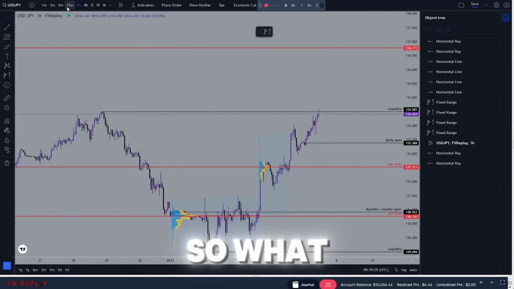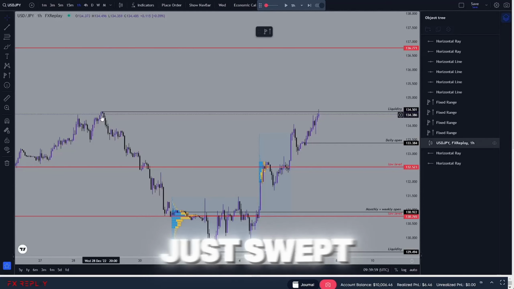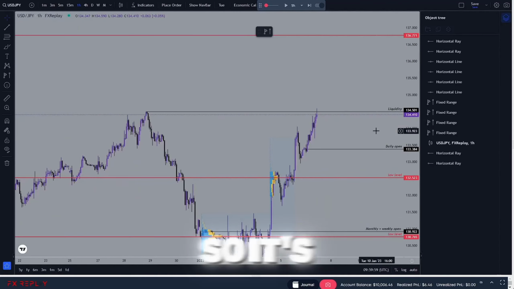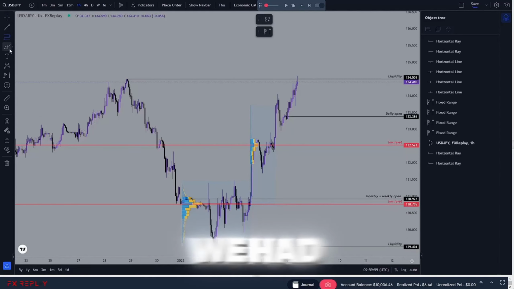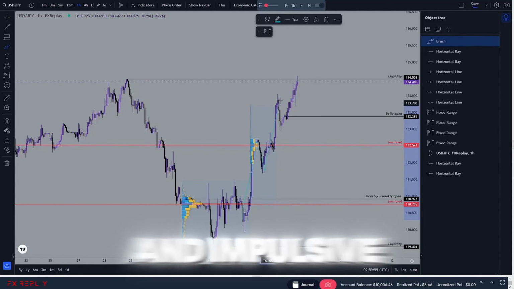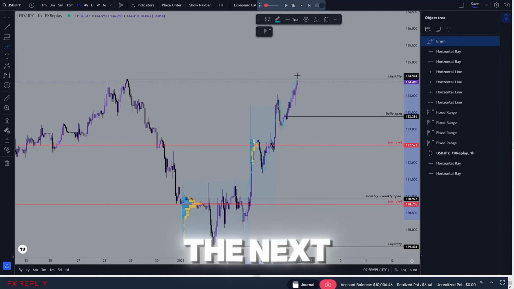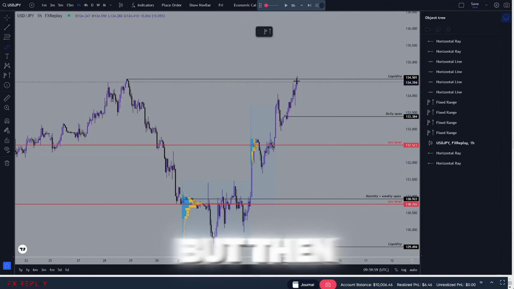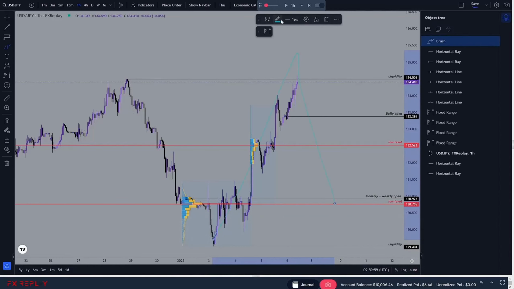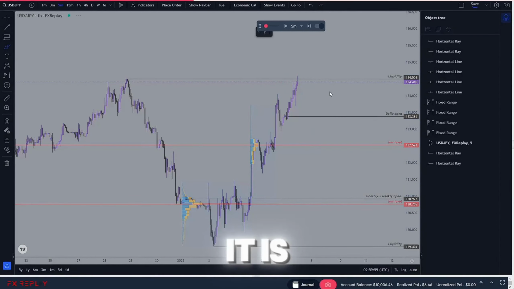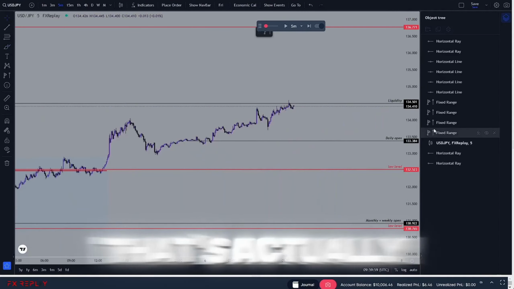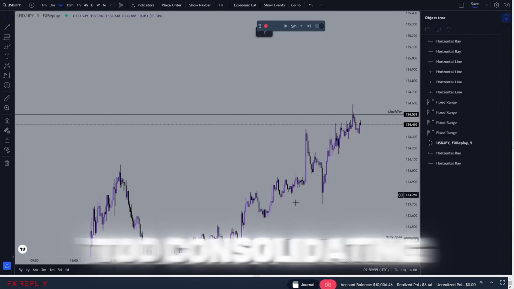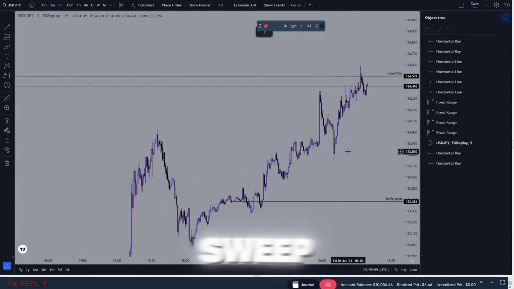So what I do now is we see that we just swept this liquidity right there. So it's probably gonna go for the daily open now, especially because we know that we had one impulsive move, a retracement, impulsive move, retracement, impulsive move, and normally the next retracement will be the last retracement, or not the last, but then it's gonna probably go for the big retracement here. So we go into lower time frames now, and we want to identify if that's actually a good sweep. It's not, in my opinion. It's just too consolidating. So we're gonna ignore that.